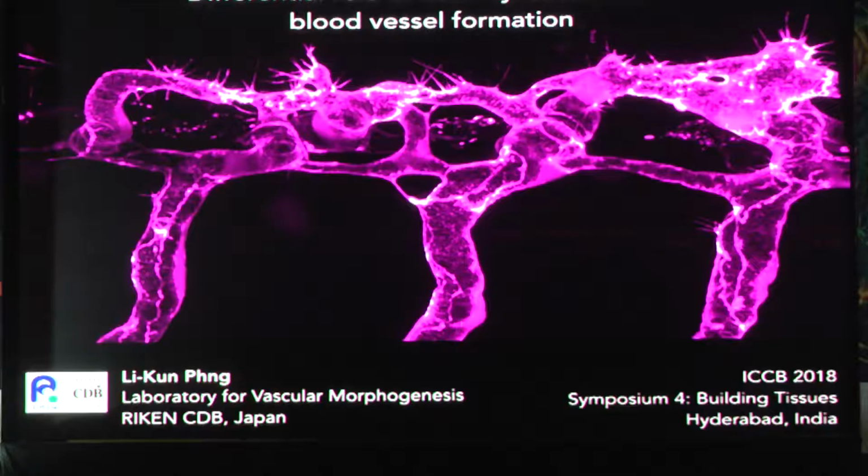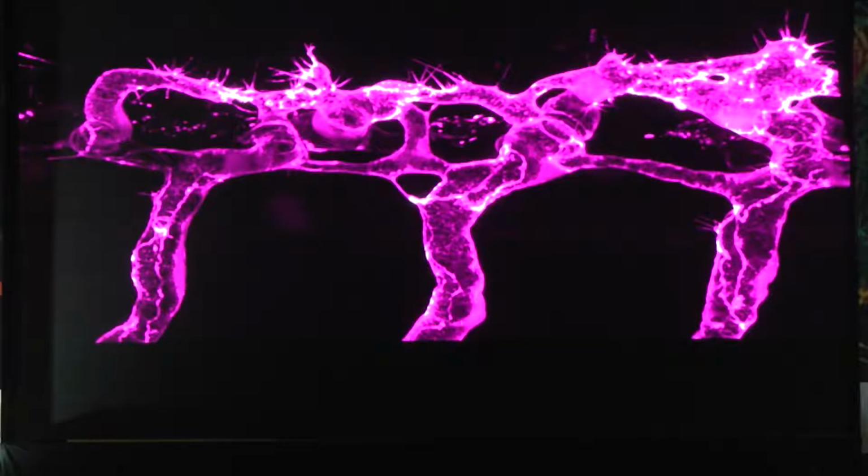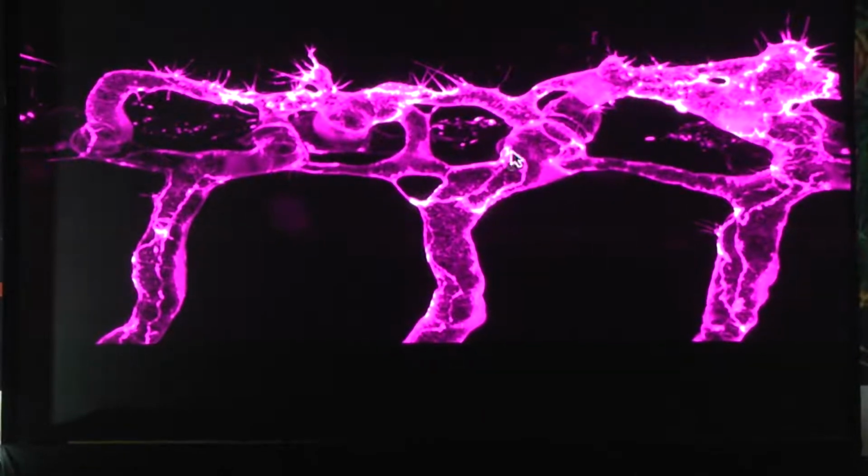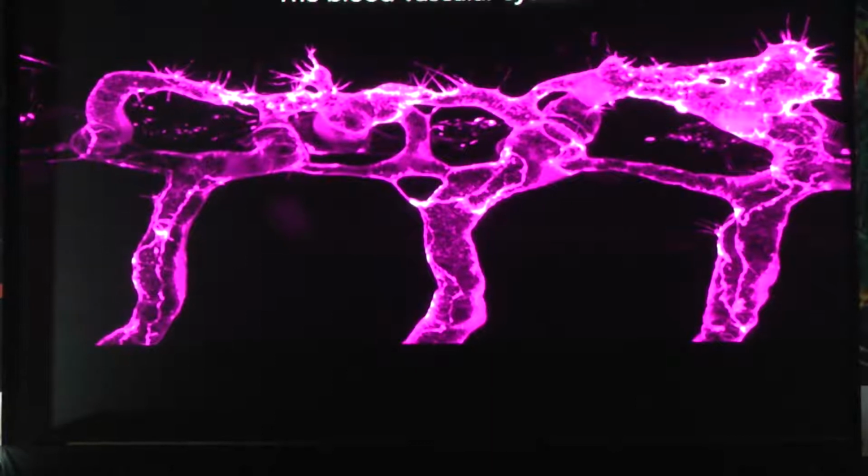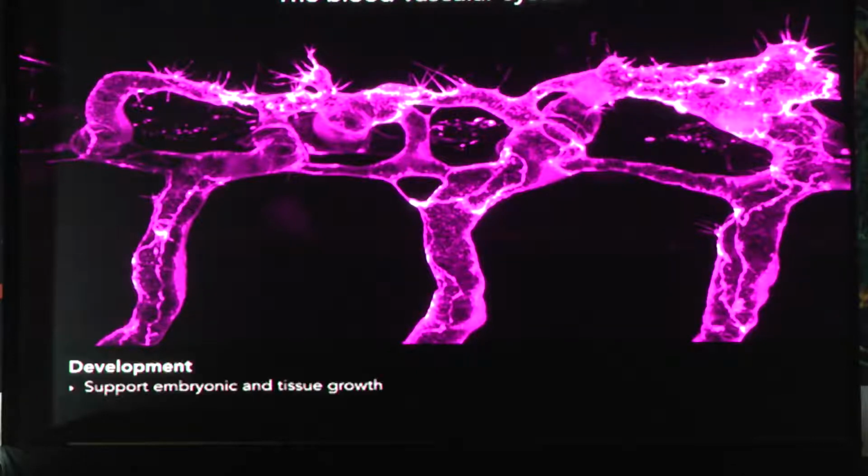My lab is interested in understanding the fundamental mechanisms of how endothelial cells develop into an interconnected tubular network of blood vessels that you can see here. The formation of blood vessels, as well as their maintenance, is critical throughout the lifetime of vertebrates. During development, the formation of blood vessels supports embryonic and tissue growth, such that inadequate blood vessel formation can lead to embryonic lethality.